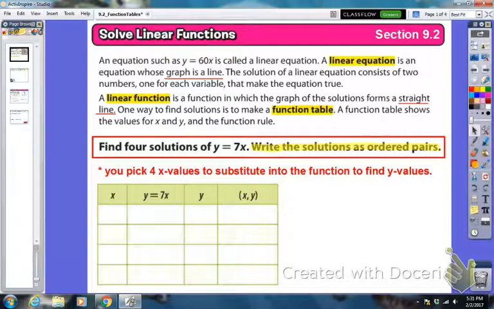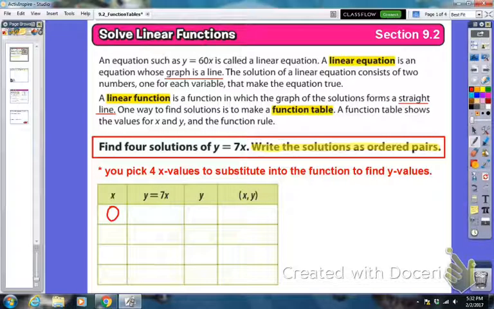One way to find the solutions is to make a function table. A function table shows the values for x and y and the function rule. So that's what you see down here. We need to find four solutions of the equation y equals 7 times x and write these solutions as four ordered pairs. So first of all, you need to pick the four x values that you want to use. So that's your choice. So I'm going to start with 0.